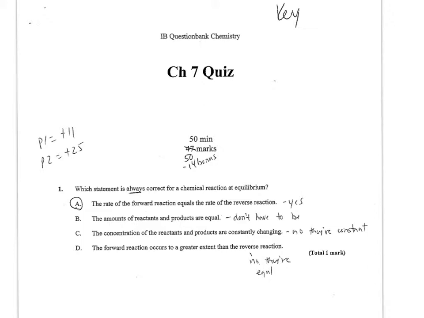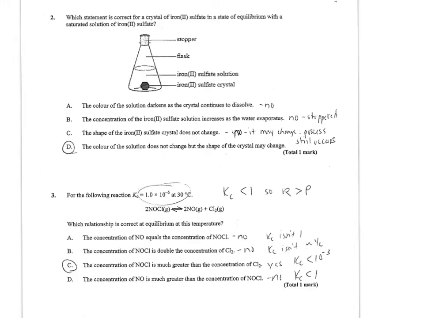C, the concentration of reactants and products are constantly changing. No, the definition of equilibrium is that they're constant. And D, the forward reaction occurs to a greater extent than the reverse reaction. That is also not true, as the reaction rates are equal in both directions. So A is the only true statement.